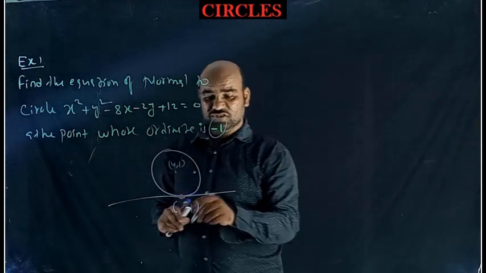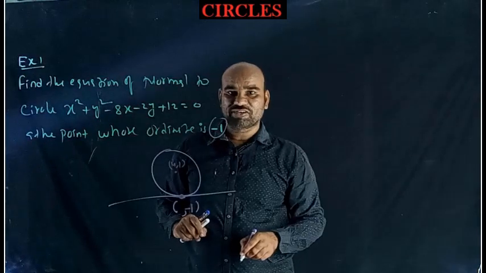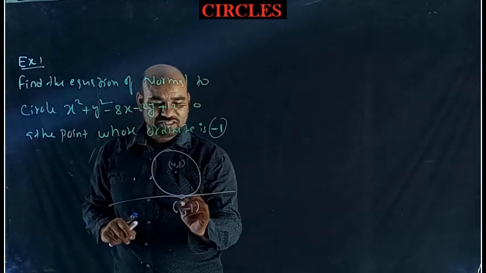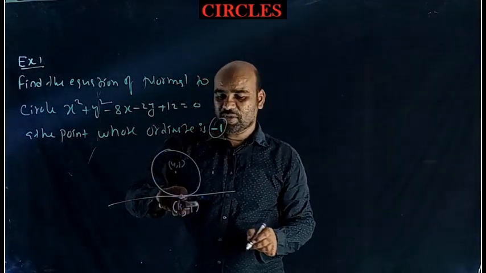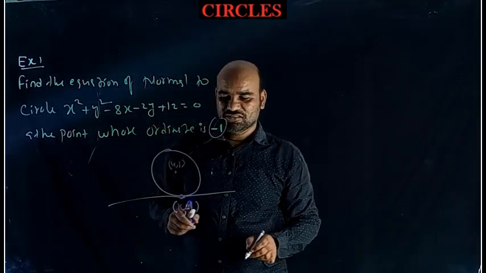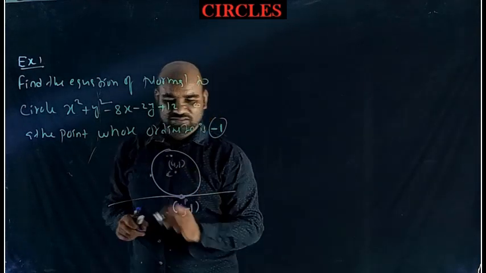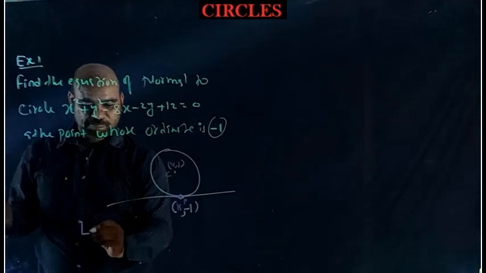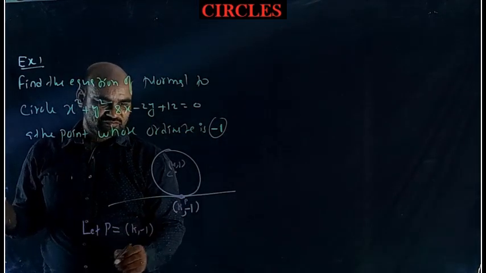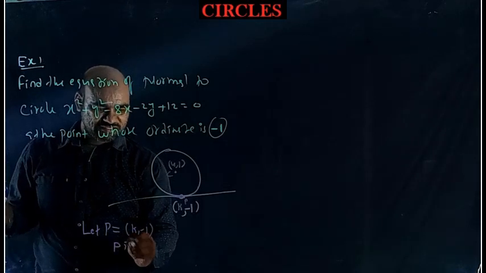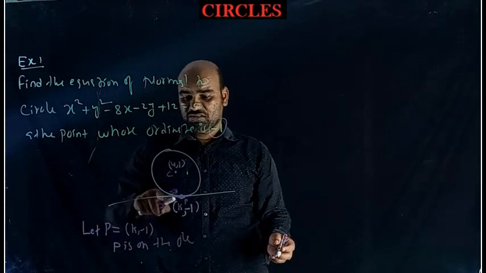So you just need to find the x coordinate of the point of tangency. Y coordinate of the point of tangency is given. How to find the x coordinate? Say let the x coordinate be k. This point is on the circle, no? So the point should satisfy this algebraic condition. Say this is C, and this is P. Let P equal to k comma minus 1. P is on the circle, means what? K square.